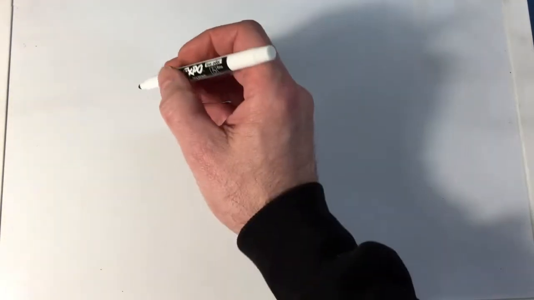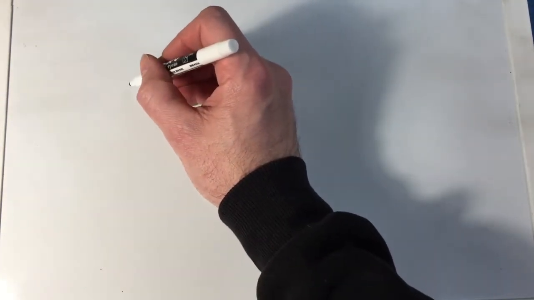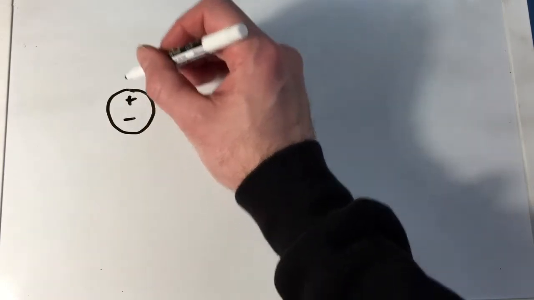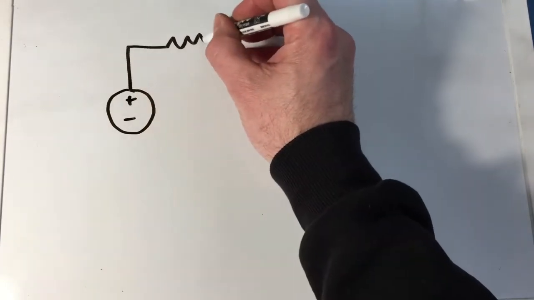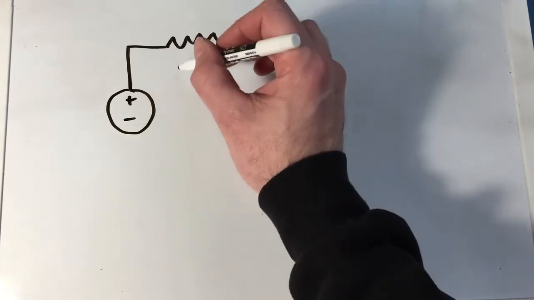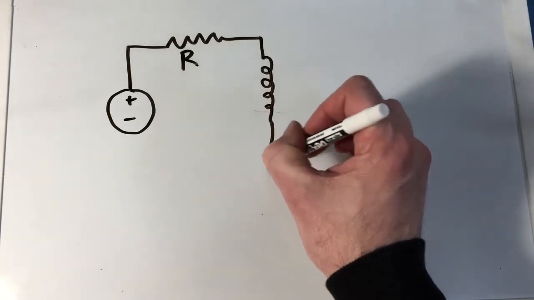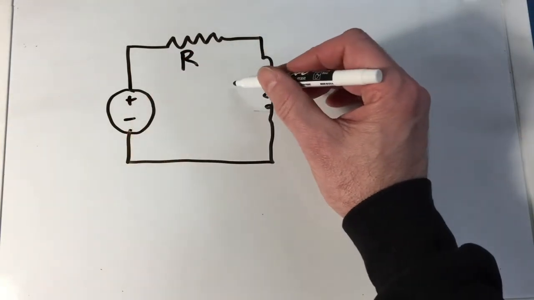Now we're going to work on building an RL circuit. That's a resistor inductor circuit. And our prototypical resistor inductor circuit looks somewhat like this. You have some kind of source here. It's connected to a resistor, value R. And that's connected in series to an inductor. Inductor has a value L.